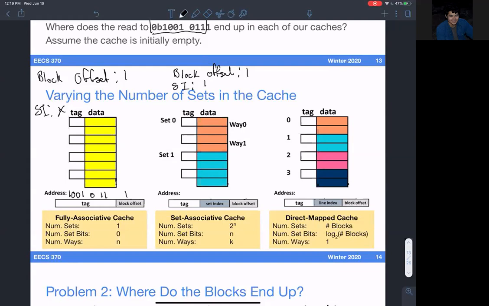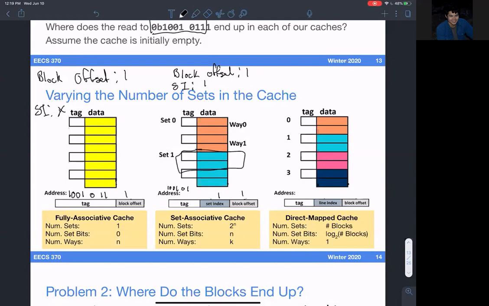So that means our address is going to look like the following: 1, 0, 0, 1, 0. I don't think I can squeeze that in. All right, and now this is where it actually matters a little bit. So which set would this tag be in? Yep, it's in blue set 1.